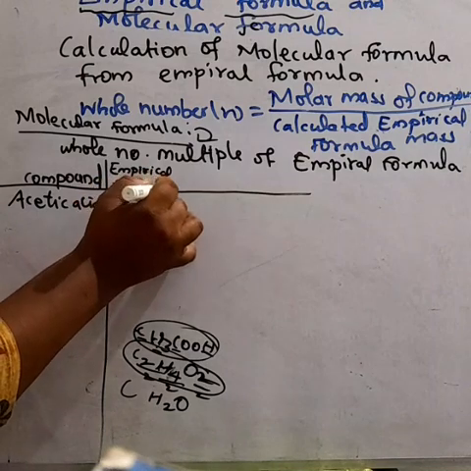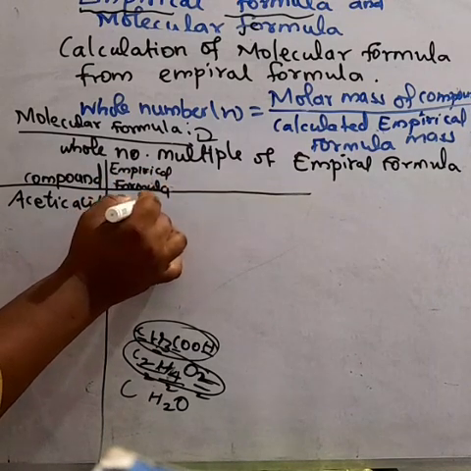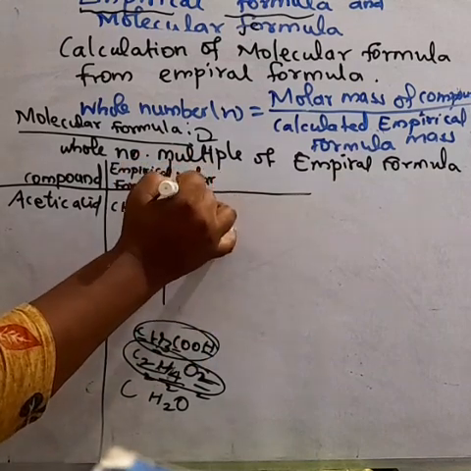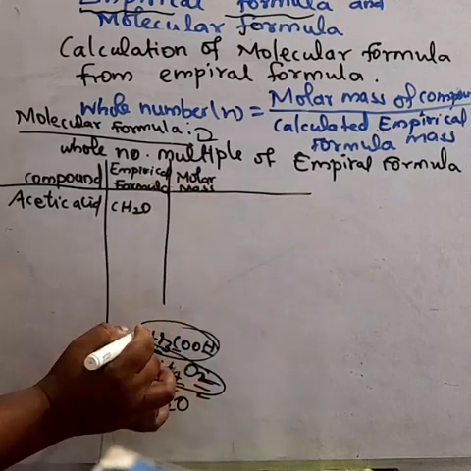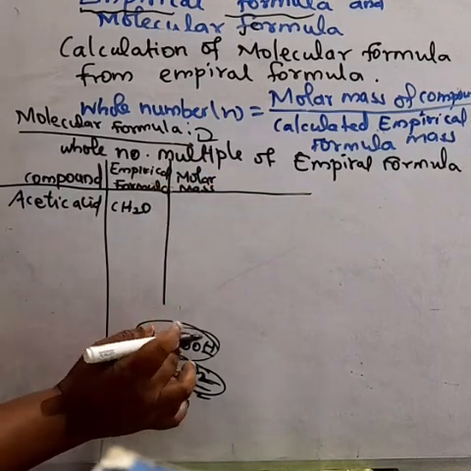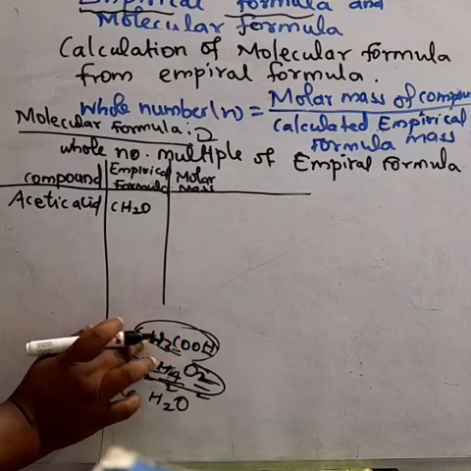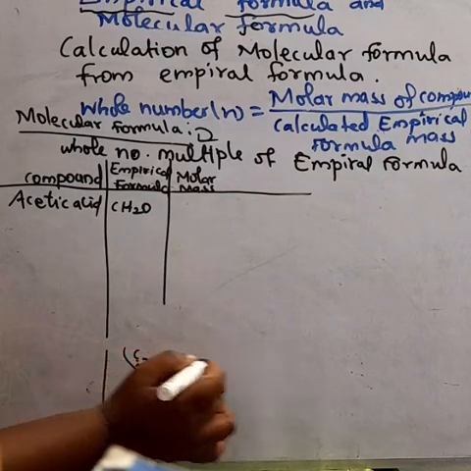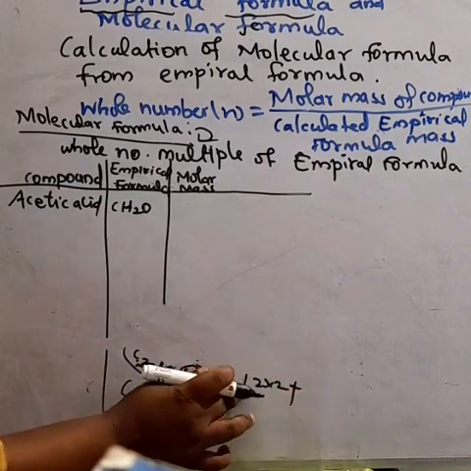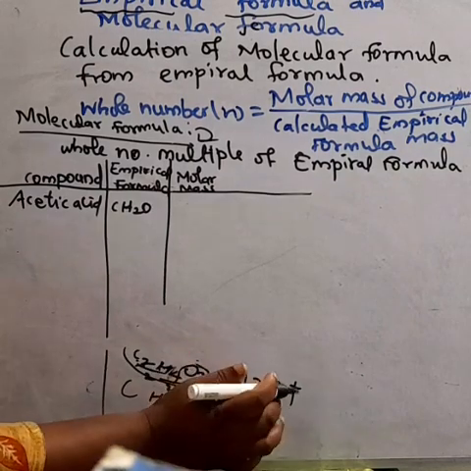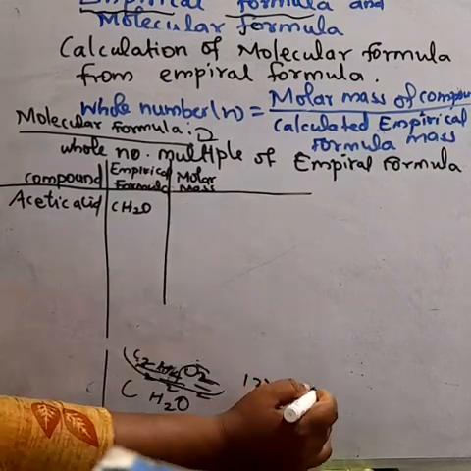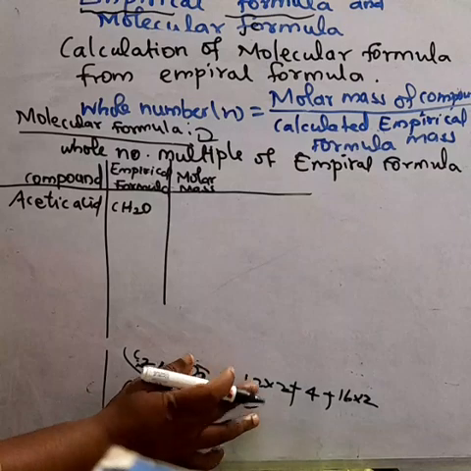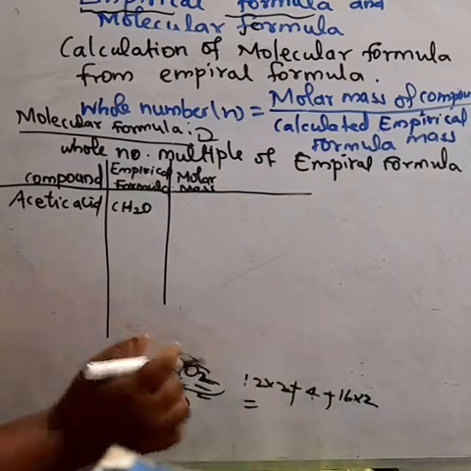What is the molar mass? The molar mass means the total molar mass of acetic acid, CH3COOH. When we add the atomic masses of each element present in the compound, we get the molar mass. How many carbons? 2 carbon. The atomic mass of carbon is 12, so 12 into 2 is 24, plus hydrogen 4, plus oxygen 16 into 2, which is 32. When we add all this, we get the molecular mass.